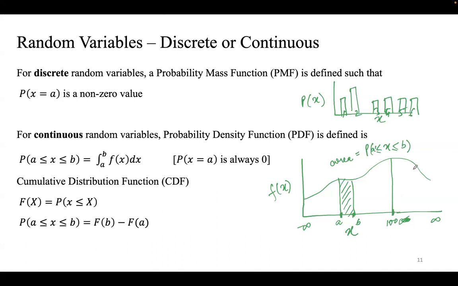Because this whole sum is actually equal to 1, right? So the integration from minus infinity to plus infinity of this thing is equal to 1. So at a particular value, there's no value. It's not any number, right? So this is the difference between defining probability for a discrete distribution and a continuous distribution.